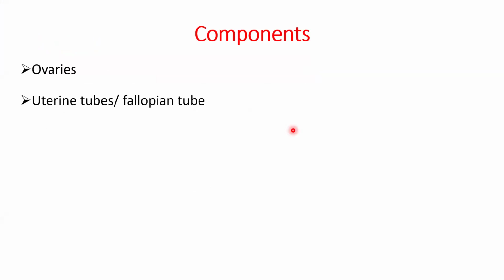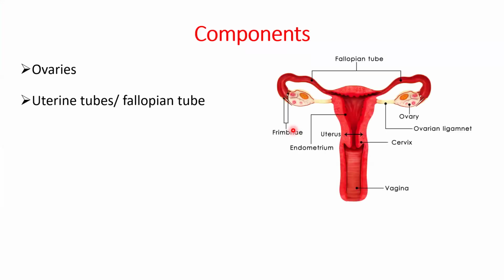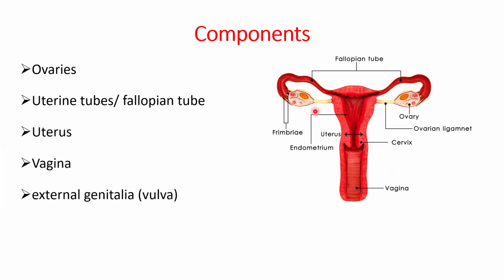So for the components, of course, we have two ovaries and two fallopian tubes, which are also known as the uterine tubes. In the image you can appreciate two ovaries and two fallopian tubes. In addition to that, you also have a uterus. And then on the distal aspect of the uterus, you have the cervix opening into the vagina. So those components, ovaries, uterine tubes, uterus, and the vagina, make up the internal genitalia.